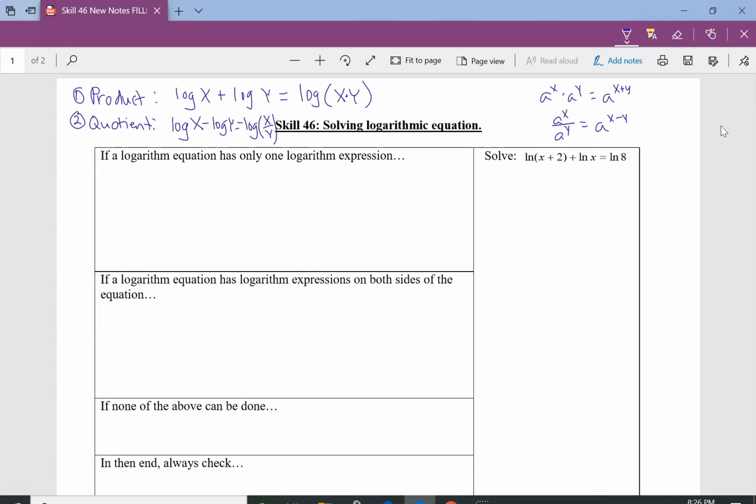So let's look at an example. Suppose you have a logarithmic equation that has only one logarithm expression. Well, if that is the case, then the very first thing you're going to do is isolate the log. And that would be by using one of these product or quotient properties. So you might have to do some condensing.